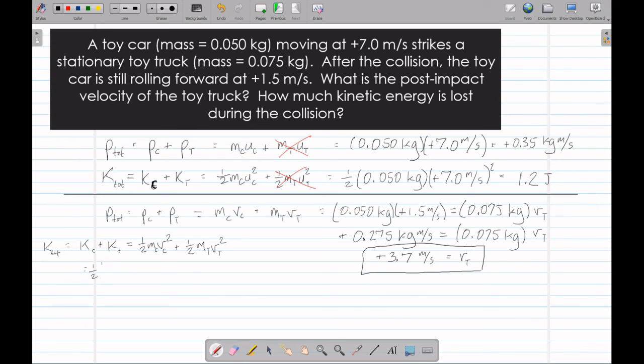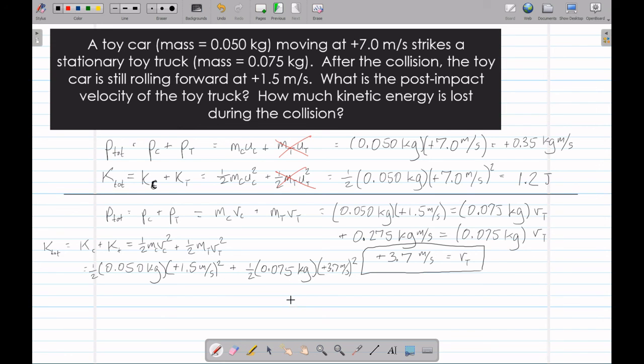So the mass of the car is 0.050 kilograms. The final velocity of the car is positive 1.5 meters per second. Now the positive doesn't really matter because, as we said, when we get the kinetic energy, we will no longer have a direction associated with it. The mass of the truck is 0.075 kilograms, and the final velocity of the truck, which we've just figured out, is positive 3.7 meters per second, squared. Punch all that into your calculator.